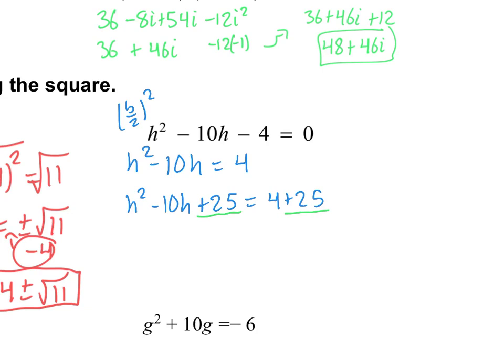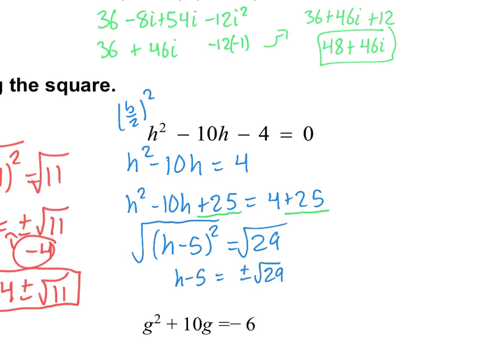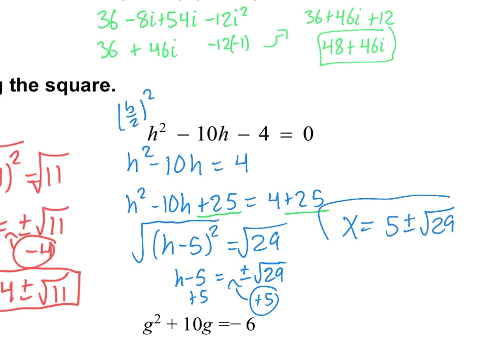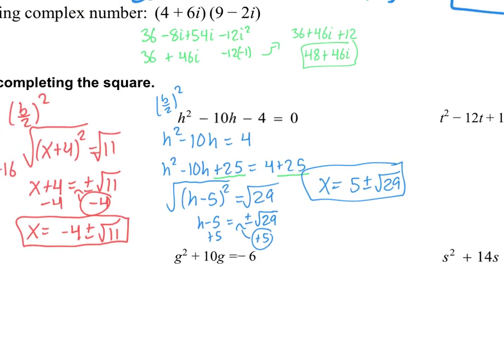So then I can factor this left side. It's going to be h minus 5 squared. And then this right side is going to be 29. And then again, you just solve it, guys. So square root: h minus 5 on this side, plus or minus the square root of 29 on this side. Add 5, we put that right up front. And there you go.